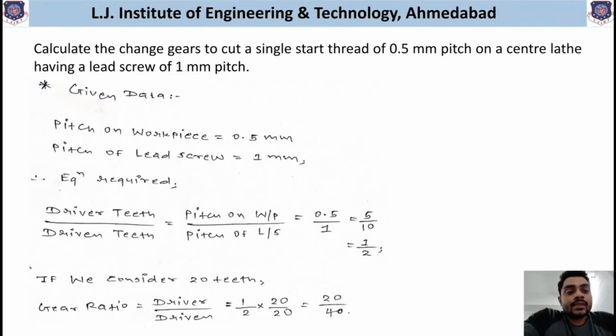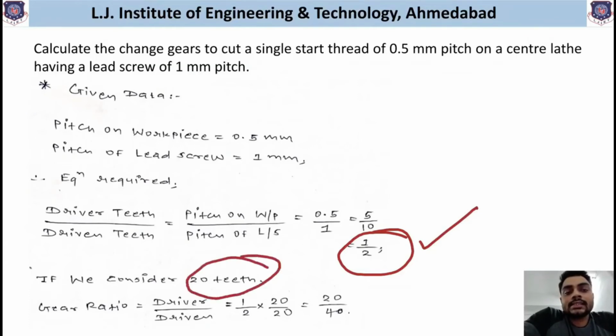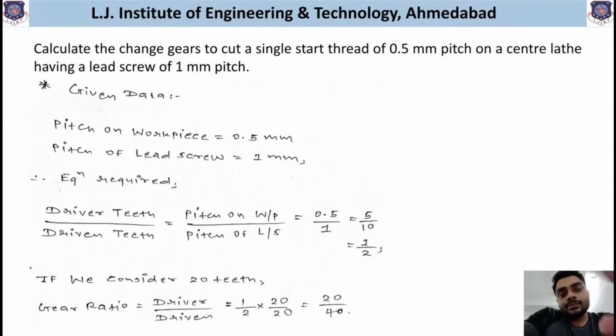So over here this 1 by 2 is the required gearing ratio, and based on the teeth, just take any one example having any number of teeth, and based on that write this gearing ratio equation. So this is your example of how you can calculate the gearing ratio required for the required pitch on the workpiece based on the given pitch on the lead screw. So this is our second example based on the equation that we have studied in our theoretical topic. Now moving towards our third question.